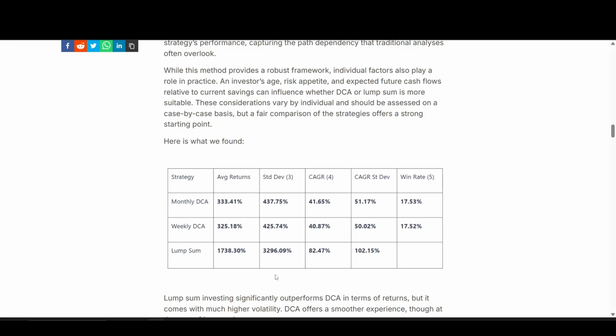I'll link this article in the description, but please go check it out. It's a really good performance analysis. And so to round off the video, guys, lump sum gives you a better performance over time, however comes with massive volatility. You need to be able to hold and have your conviction for long periods of time, whereas DCA, while returning less, is a relatively stress-free option.